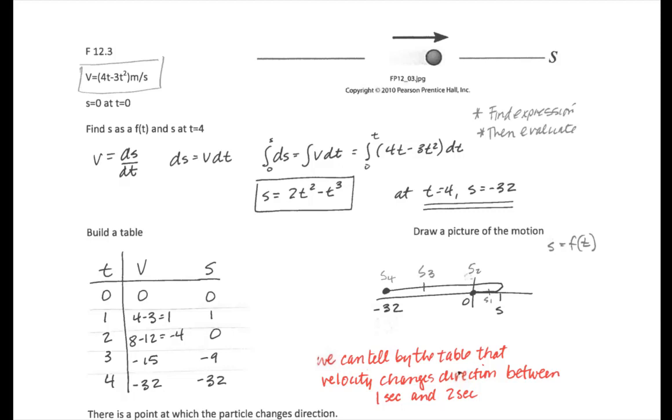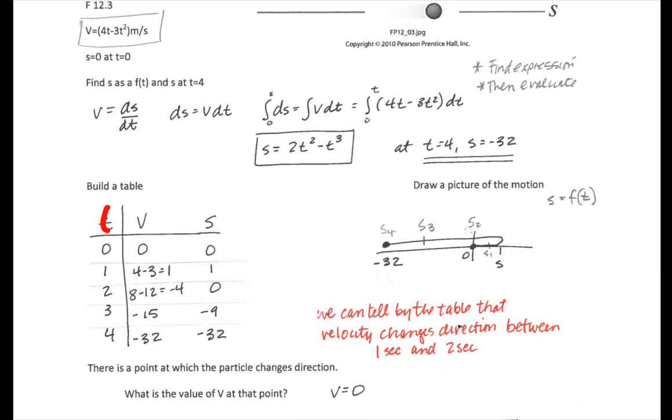Well, what's going on here? Sometimes it's helpful to build a table and to draw a picture of the motion. And so that's what I've done here. I'm going to build a little table of t, v, and s. We found that at t equal to 0, v and s are both equal to 0. And what we solved for is that at t equal to 4, s is equal to negative 32.